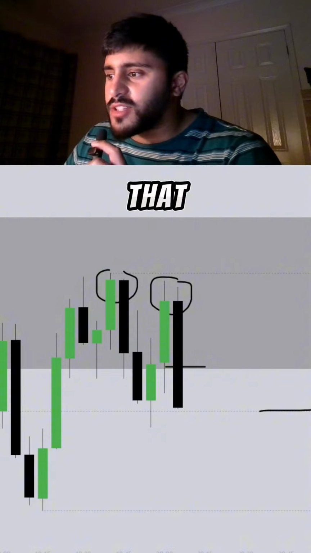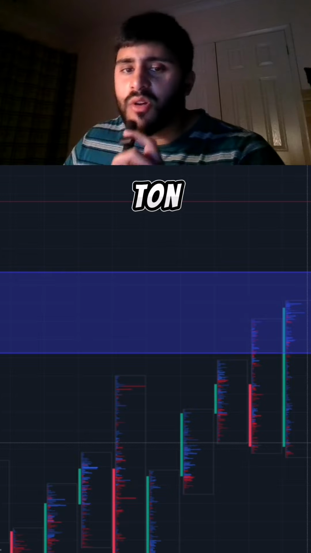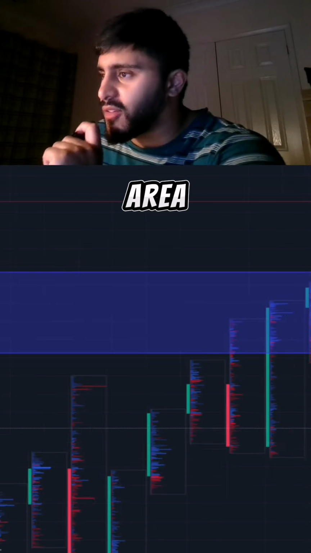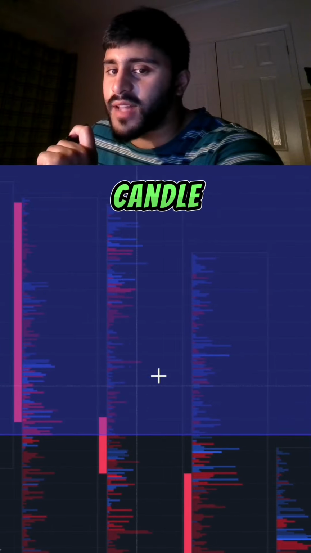Well, the reason I know that is because if you go now to the footprint charts and you read what's going on inside of the candles, what we can see over here is we can see a ton of aggressive buyers coming into the area. So these aggressive buyers essentially failed, right? So we see this red candle and we see this red candle.